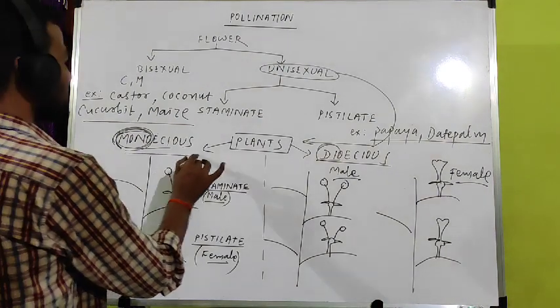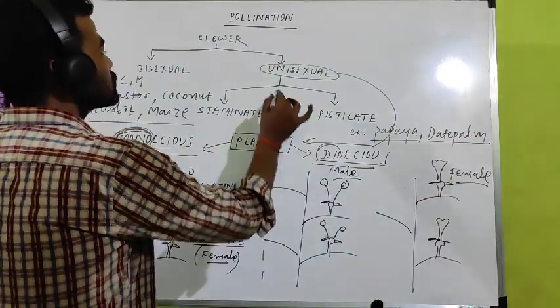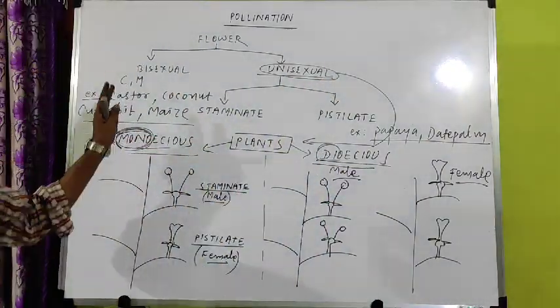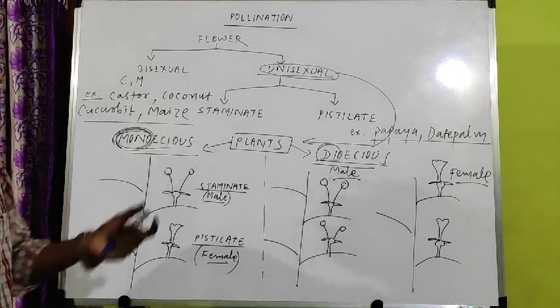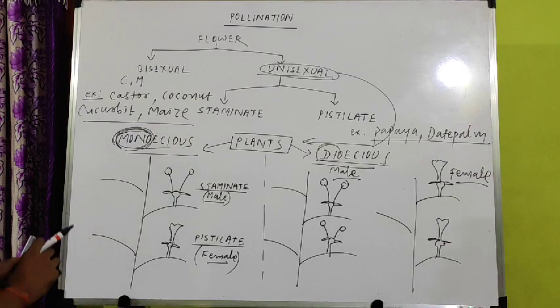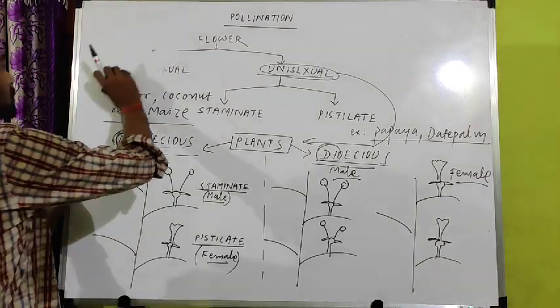So the terms monoecious and dioecious are only used in the case of unisexual flowers, not in bisexual. Plants containing bisexual flowers are not classified; they are bisexual from the beginning. But plants containing unisexual flowers are of two types: it can be monoecious or dioecious.